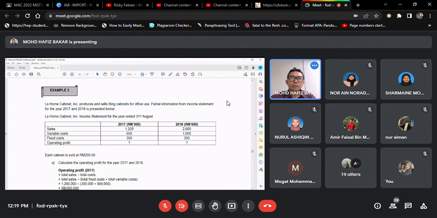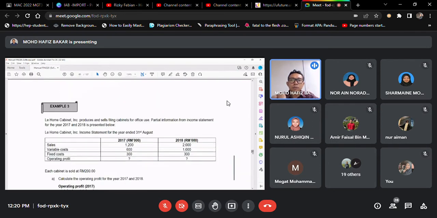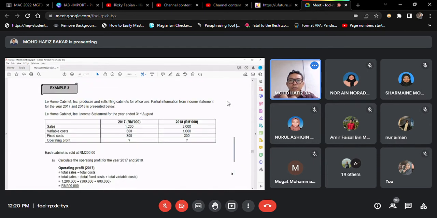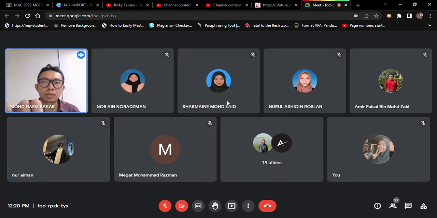Okay, you need to calculate how to get this operating profit. Total sales minus total cost. Total cost, fixed cost plus variable cost. So, you akan dapat jawapan ni lah. Okay, each cabinet is sold at RM200. Harga satu cabinet tu berharga RM200. Okay, question A, the one that you need to calculate lah. Calculate the operating profit for the year 2017 and 2018. Okay, so kena calculate macam tadi lah. Total sales minus total cost.